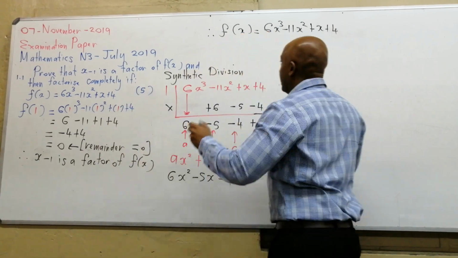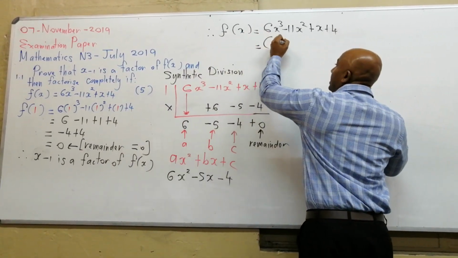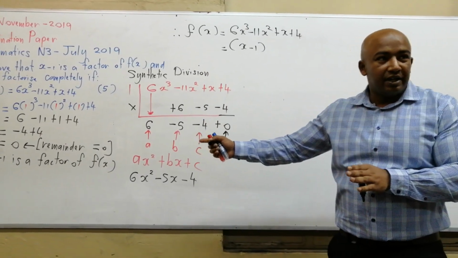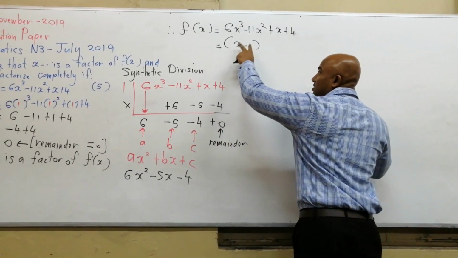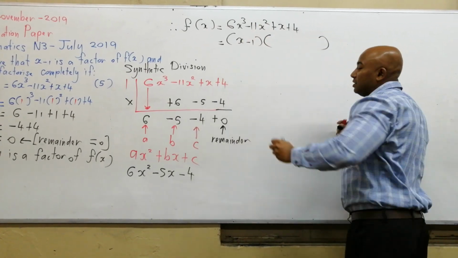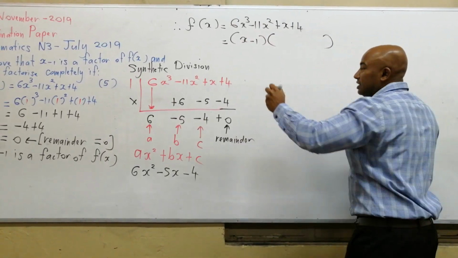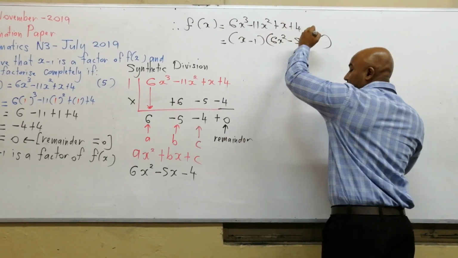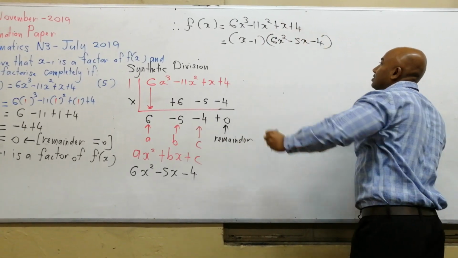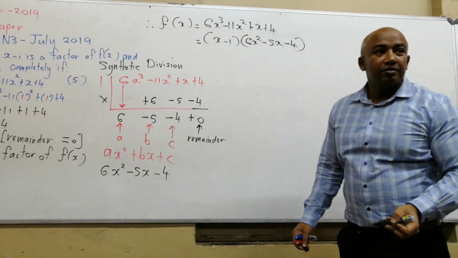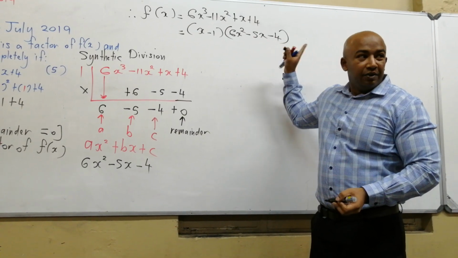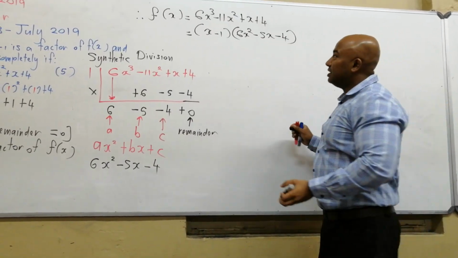So what did we just do now? We used x minus 1. Okay, in fact we used 1. Right. But x minus 1 is a factor, so we got x minus 1. And what did we just find out now? We found that this is 6x squared minus 5x minus 4. Now, we need to factorize the quadratic here. Can you see that? We need to factorize this quadratic.